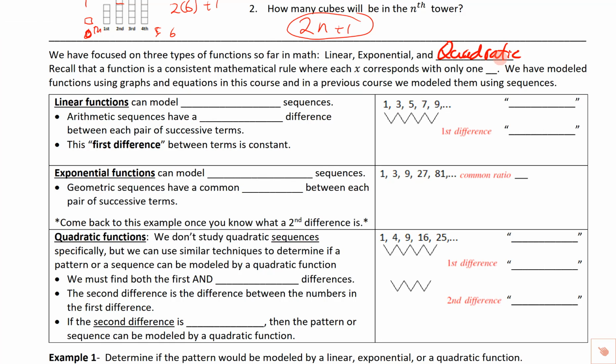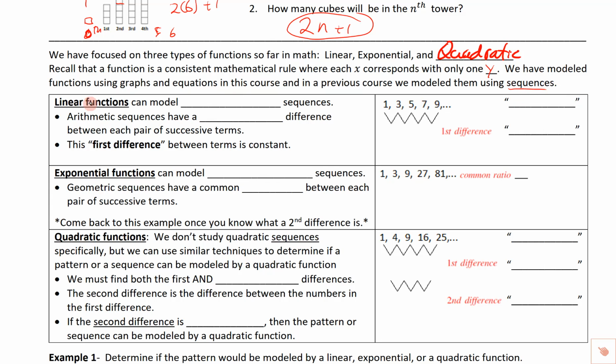That's the main focus of this course. And when we talk about a function, it is a consistent mathematical rule where each x, each thing that we put into a function, corresponds with only one y. So every time you give an input, it gives you only one output. We don't get 2 different answers. And we've modeled functions using graphs and equations in this course. And in a previous course, you did sequences like I was talking about before.